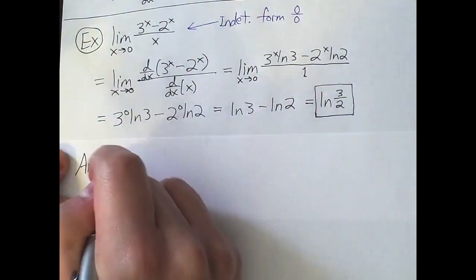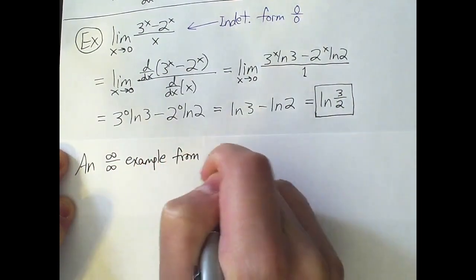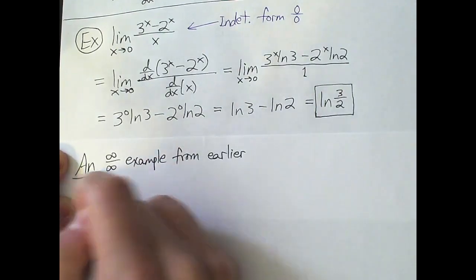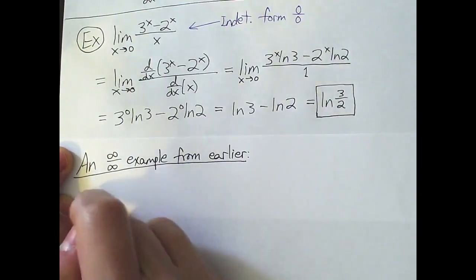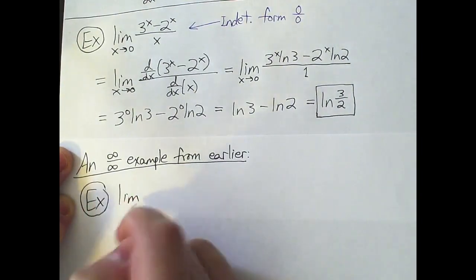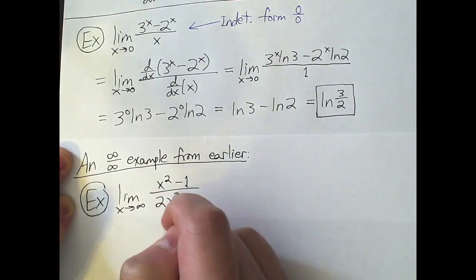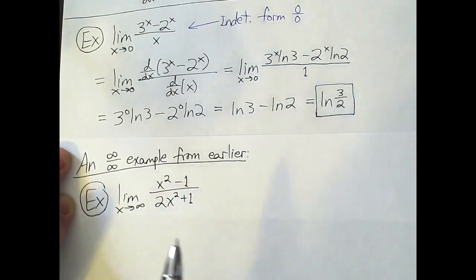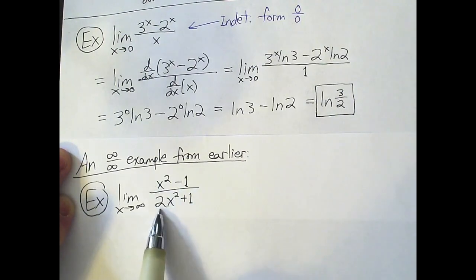I want to show you an infinity over infinity example from earlier. Actually, we did this today, but I want to redo it using L'Hopital's rule to show you that this also works. So it was the limit as x goes to infinity of x squared minus 1 over 2x squared plus 1. Now, I can think of 3 ways to solve this. Number 1, we could use that shortcut. Coefficient in front of x squared, coefficient in front of x squared. The answer is 1 over 2.